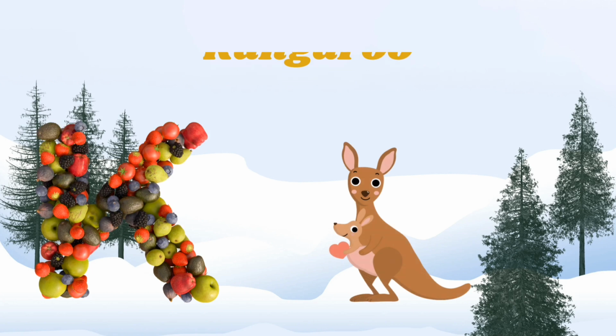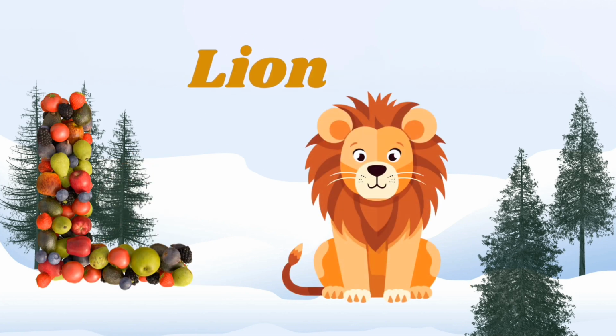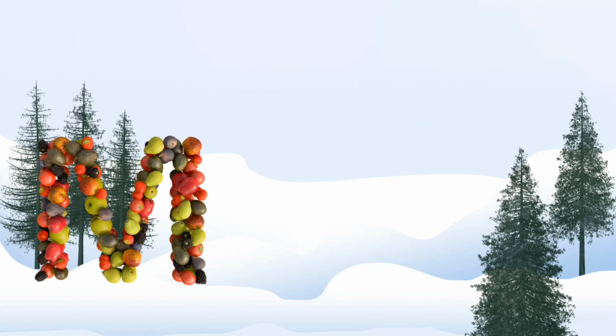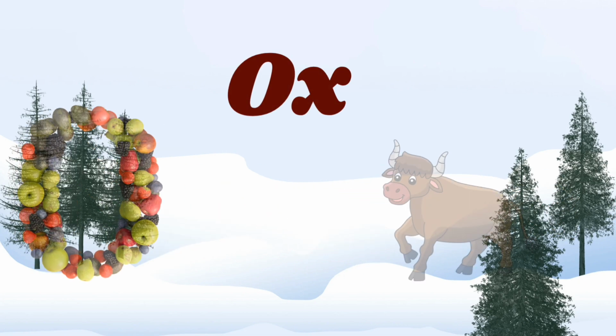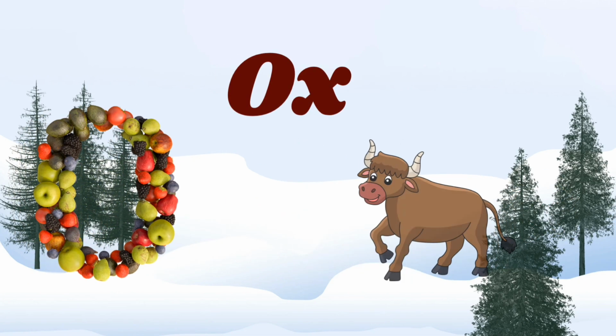K is for kangaroo. K, kangaroo. L is for lion. L, lion. M is for monkey. M, monkey. N is for newt. N, newt. O is for ox. O, ox.